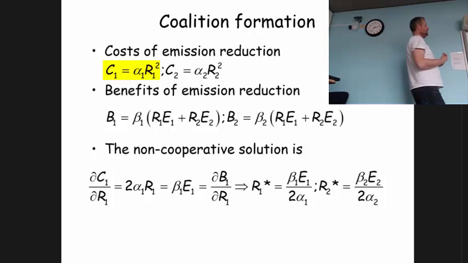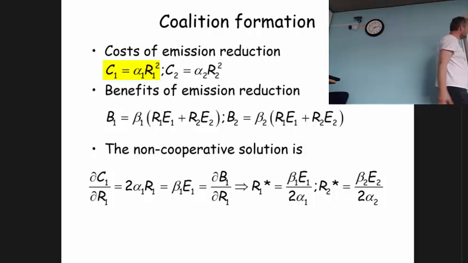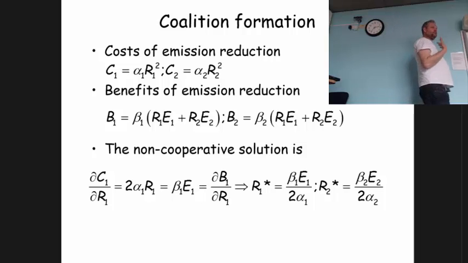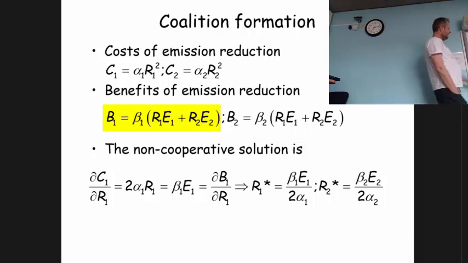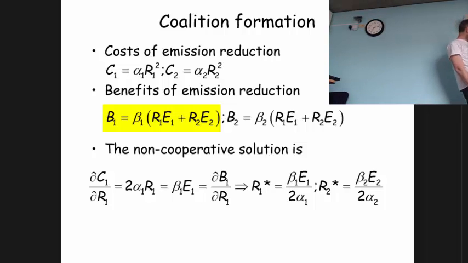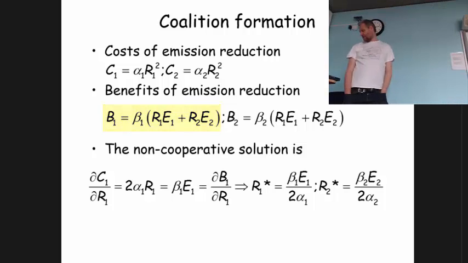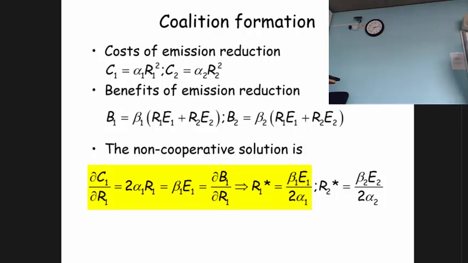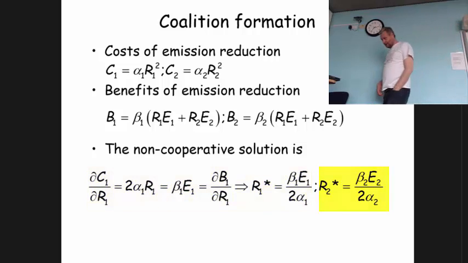So the cost of emission reduction for player one is still the function that we saw before, C = alpha R squared. The benefits of emission reduction are now a bit simpler because we can do away with the summation sign and just write it out. The benefits are your unit benefit times your emission reduction effort and the other person's emission reduction effort. The non-cooperative solution is still the same: R1 = beta 1 E1 over 2 alpha, and the same for player 2.